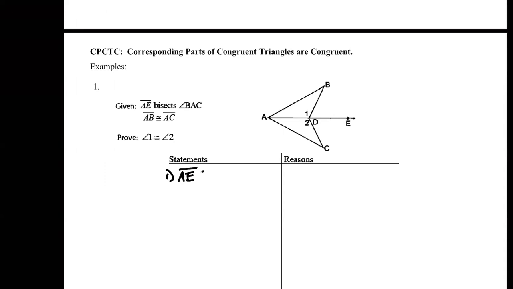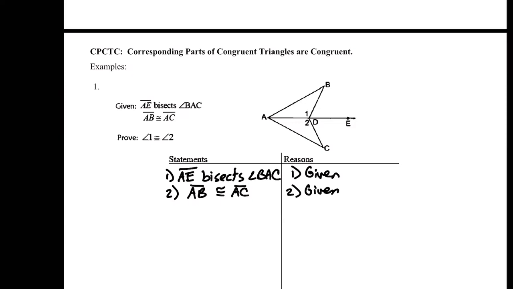AE bisects angle BAC. That's one given. It's a statement, but it's also a given. And AB is congruent to AC. That's another given.